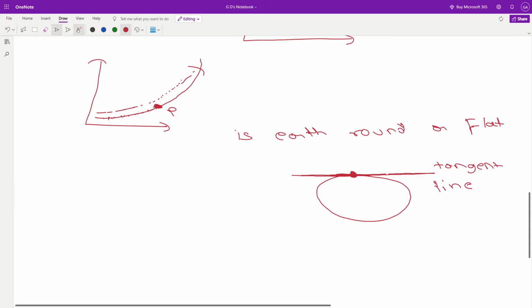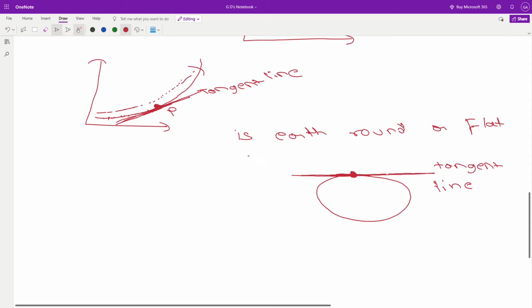But how do I get it? By approximating a line here, because we know how to calculate the slope of a line, right? So you are approximating a line at this particular point, and you're calculating the slope here, and this is basically called a tangent line. But the point is, how do you find the slope at this particular point?